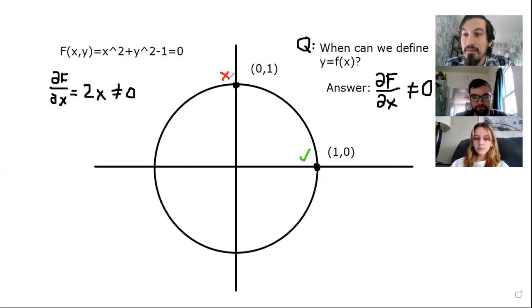Remember what I said about the vertical line test? Which place passes the vertical line test? Remember, now we're talking about y equals a function of x, not x equals a function of y. No, we're not talking about that. Y equals a function of x. When does that happen?